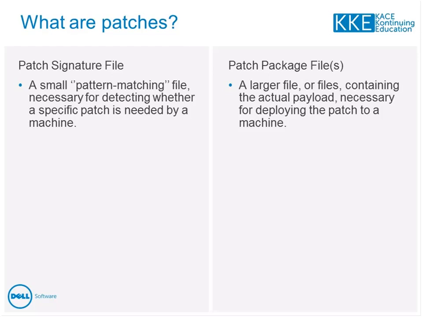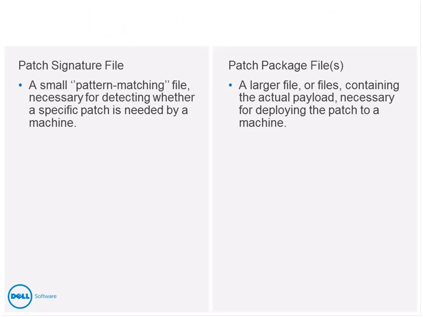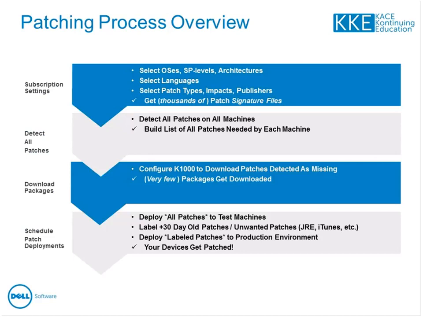And then the patch package. This is the actual deployable, installable patch, what we usually mean when we refer to patches. But the distinction here is important, for a very important reason. And that is because when we first subscribe to patches in the K1000, if we're configured correctly, we're only going to get the signature files. That's it. We're going to get lots and lots of them, thousands and thousands.